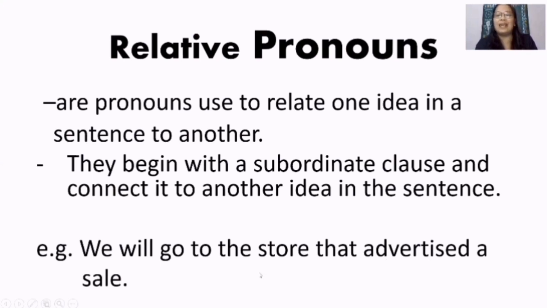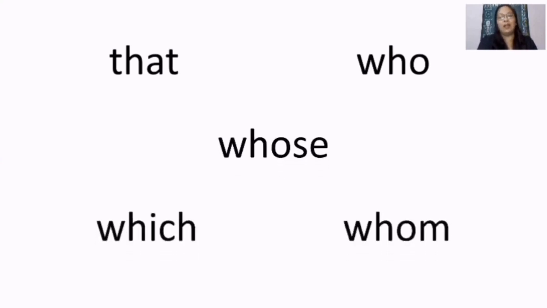That advertised a sale is a subordinate clause, meaning it is a part of a sentence which cannot stand alone. If we remove we will go to the store, that advertised a sale cannot stand alone. Is it clear? That is why it is called a subordinate clause. So this relative pronoun that completes the essence of the sentence because it relates one idea, we will go to the store, to another idea, which is a store that advertised a sale. So that is relative pronouns. Actually, we only have 5 relative pronouns. We have that, who, whose, which, and whom.